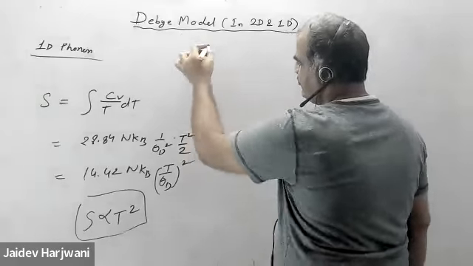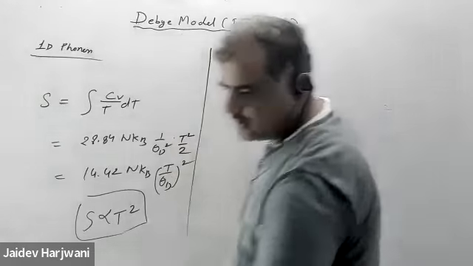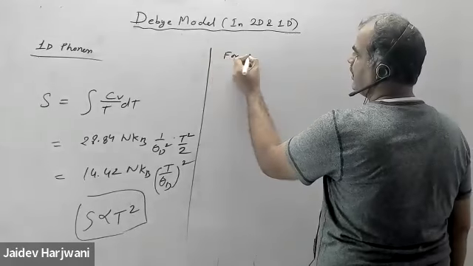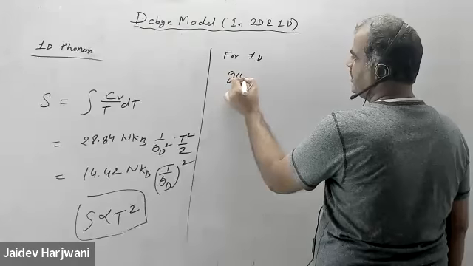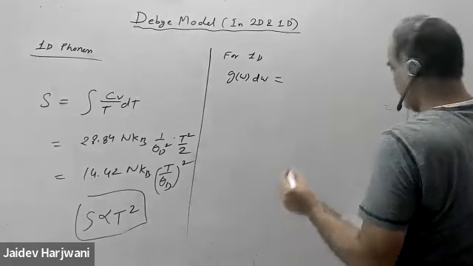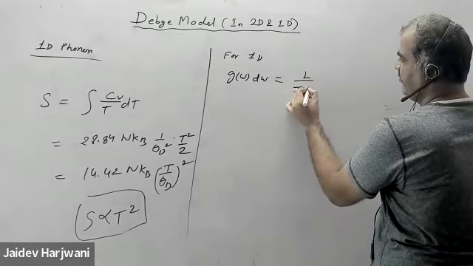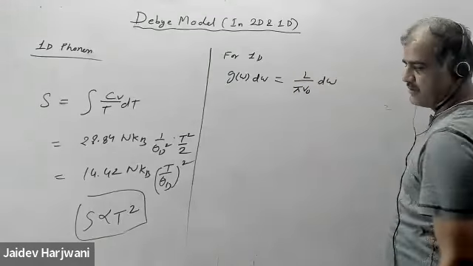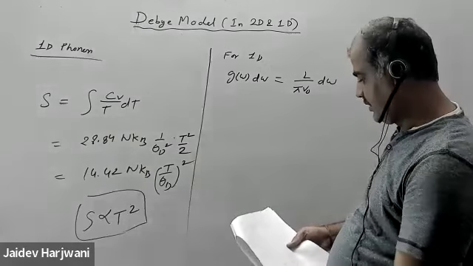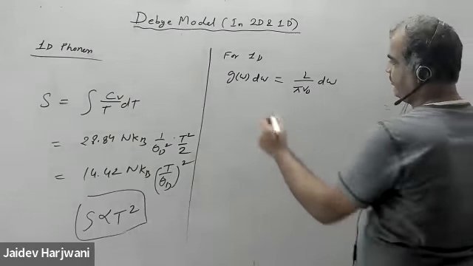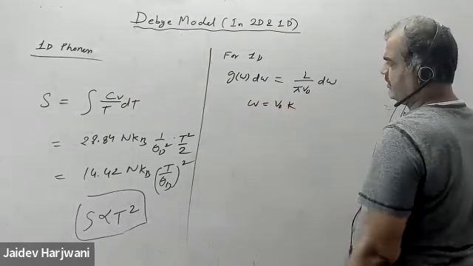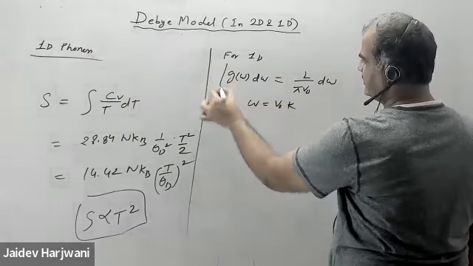So again, first for you to start with what? Density of states. So for 1D, g(omega) d omega was what? L upon pi v naught d omega. We already seen this one. Now you have to write v equal to v naught. Use this one. We have already seen this one, na?